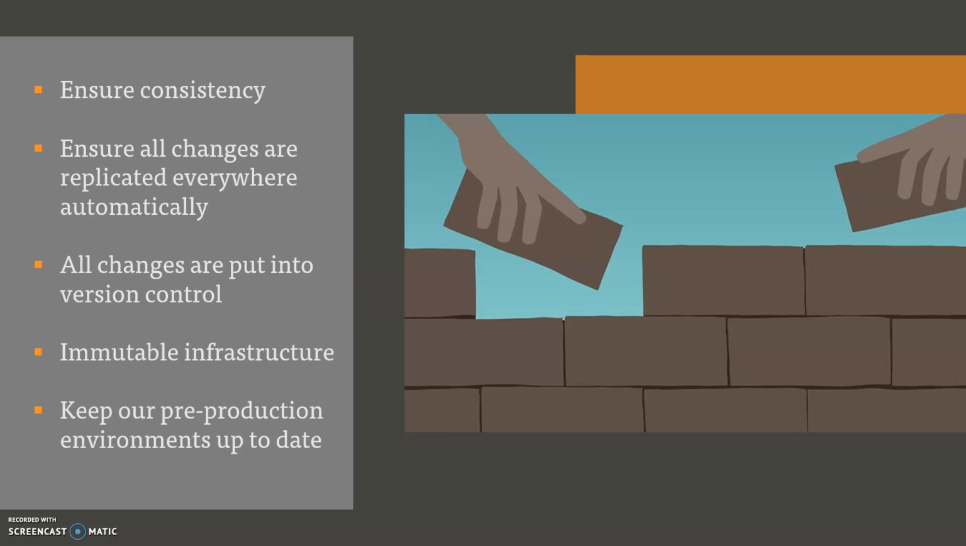By doing all these things, we can ensure consistency. We can ensure that all changes are replicated everywhere automatically instead of manually, which leads to more user error. All changes are put into version control, which is highly important. We have immutable infrastructure, so things can't just change on a whim and cause errors later on in the pipeline. And we keep our pre-production environments up to date with how production is.